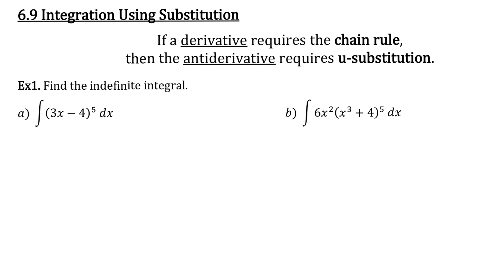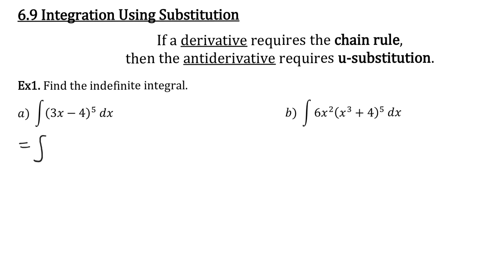useful. Okay, so I want to find the indefinite integral. So I'm going to find the integral of the quantity 3x minus 4 to the fifth. Okay, I don't actually know what the antiderivative of this is anyways. This looks like the chain rule because there's this quantity and it's to the fifth. So it's two things combined. If it was just something to the fifth, I could find the integral. But since it's not, I cannot.